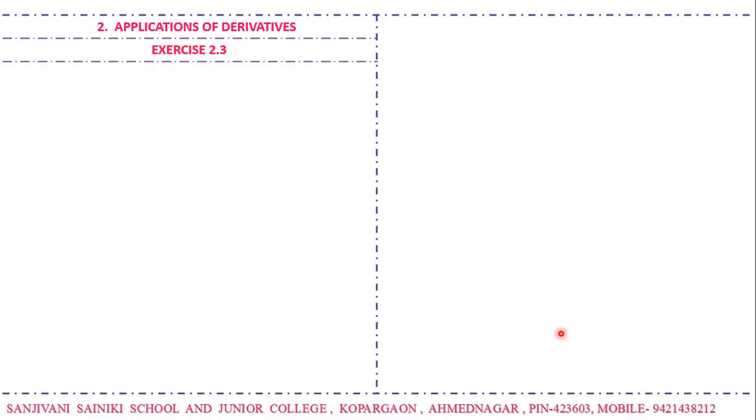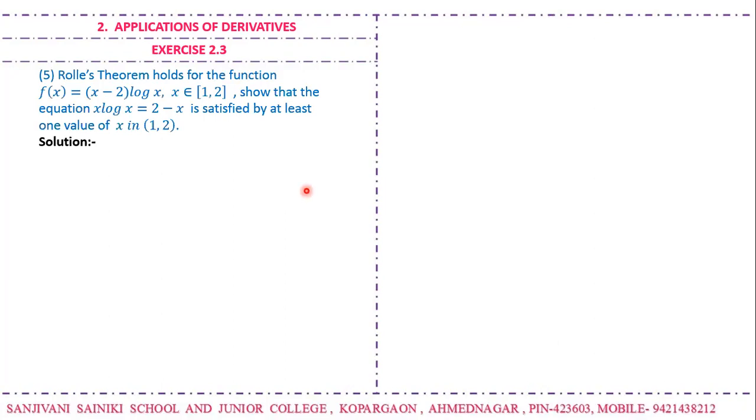Now, the next example. Rolle's theorem holds for the function f of x is equal to (x minus 2) log x, on the closed interval [1, 2]. Then we have to show that the equation x log x is equal to 2 minus x is satisfied by at least one value of x in the open interval (1, 2).